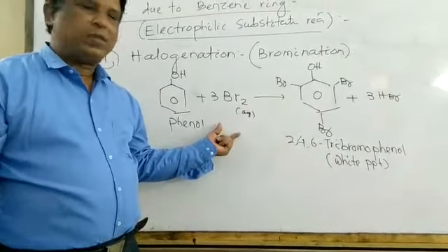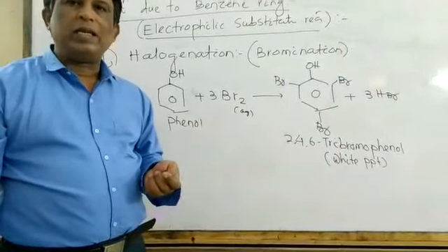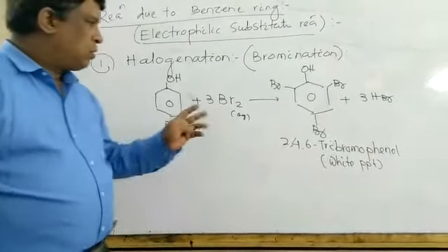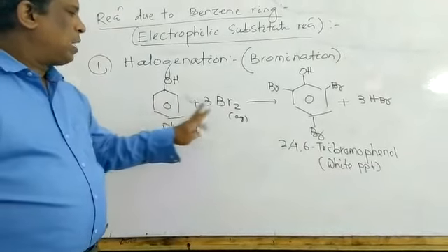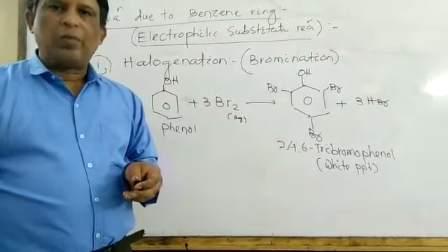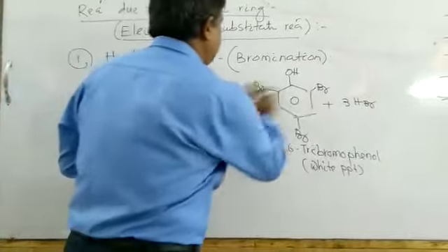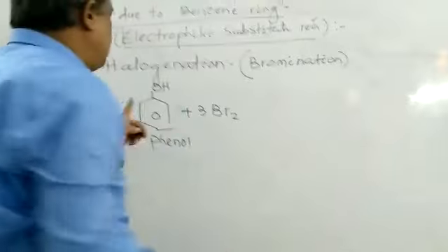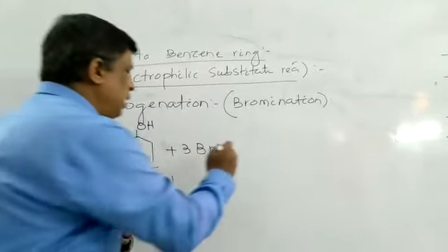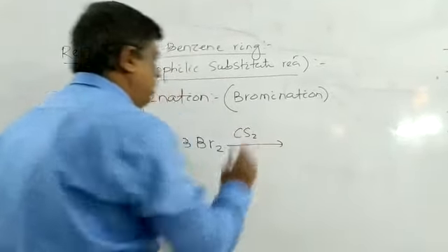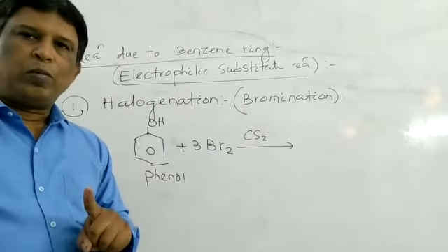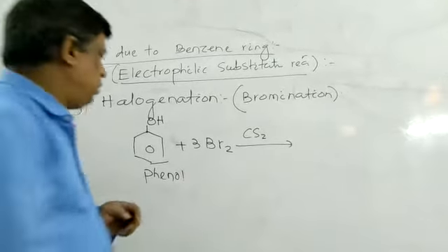It is an important reaction which helps to distinguish between phenol and ethyl alcohol. And also mark that when phenol reacts with bromine in presence of carbon disulfide or carbon tetrachloride. Previous one is phenol treated with bromine water. Now phenol treated with bromine in presence of carbon disulfide or carbon tetrachloride. What happened? A mixture of o-bromophenol and p-bromophenol is formed.